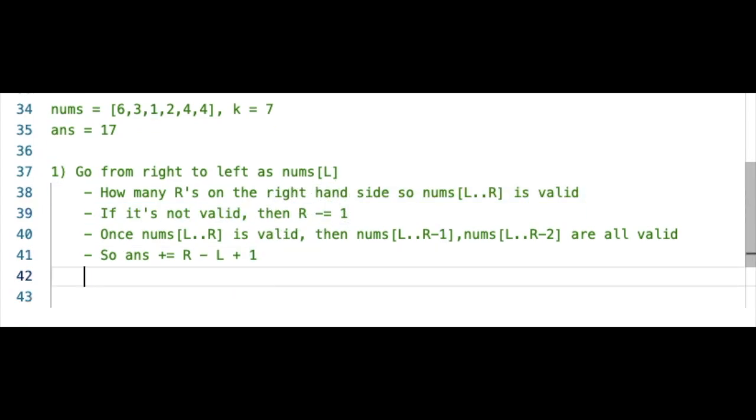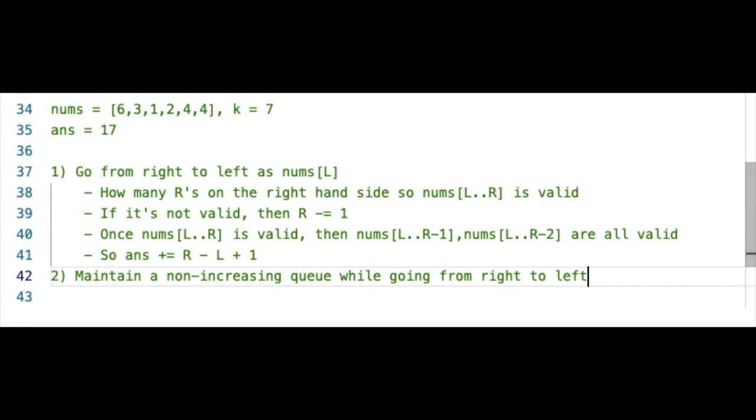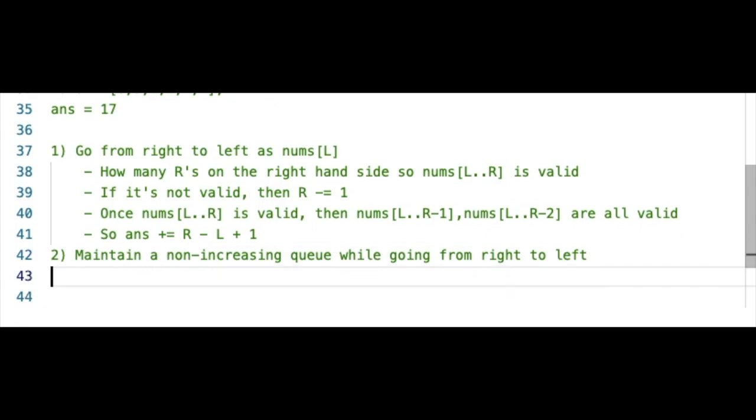That's where the next part comes in. We need to maintain a non-increasing queue while going from right to left. The reason is that we are trying to keep the order that is non-decreasing, but we are going from right to left, basically the reverse order, so we need to keep a non-increasing queue. So here's what I mean.